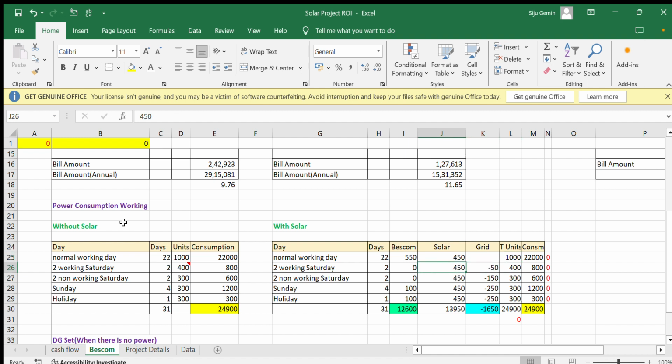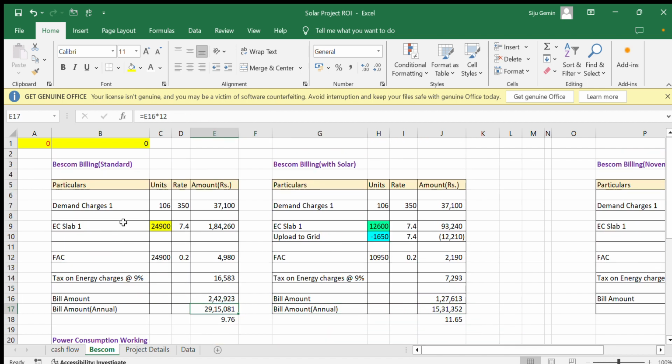So when it comes to Saturday and holiday, there will be excess solar power generation, which will again be given to the grid. That's the power grid. So overall here also 24,900, but in that month they will be sending 1,650 units to the power grid.